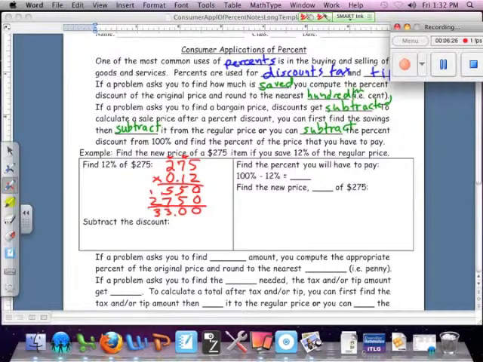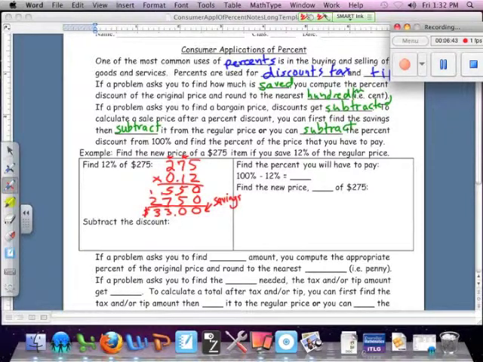So $33, that's the savings. If the question just said, how much would you save if there was a $275 item on sale for 12% off? If that was the question, we would stop right there. $33 is the savings, or the discount.